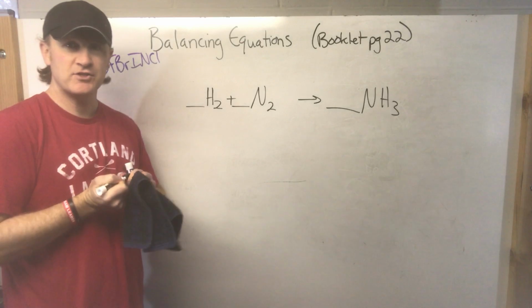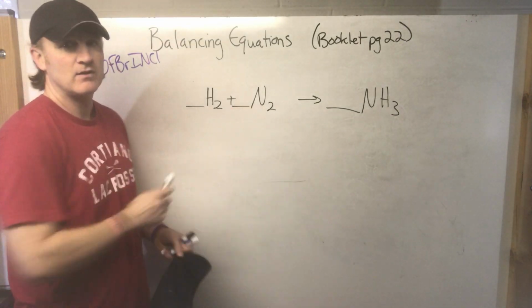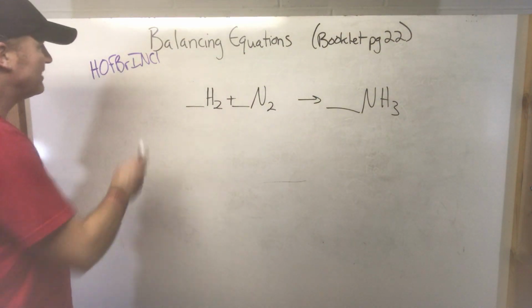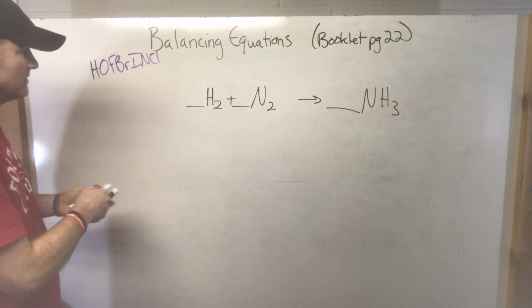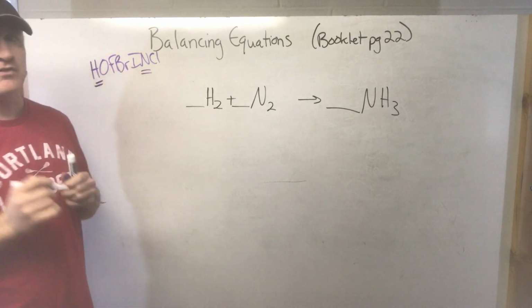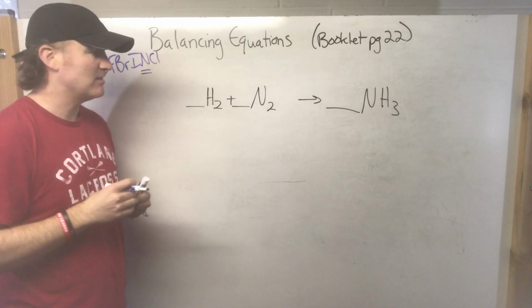Okay, so here's an additional one. We have hydrogen plus nitrogen goes to ammonia. H2 plus N2 goes to NH3. So again, we have the same concept with the Hofbrinkels. There's hydrogen and there's nitrogen. They're going to be listed as a diatomic element.